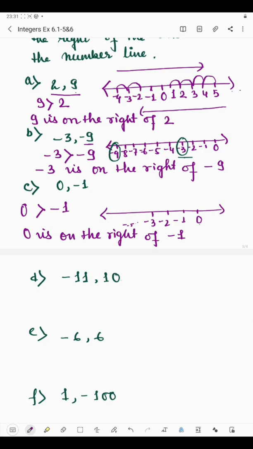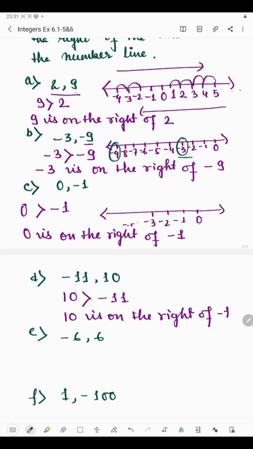Now in the D part we have -11 and 10. So here we can see one positive number and one negative integer, right? We know that any positive integer is greater than a negative integer. So since 10 is greater than -11, 10 is on the right of -11.